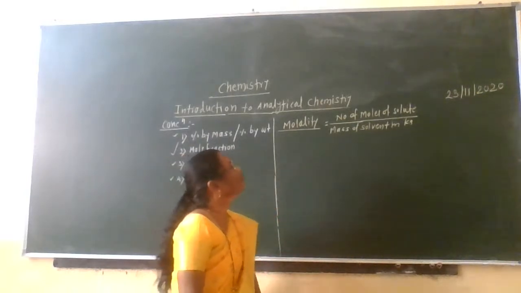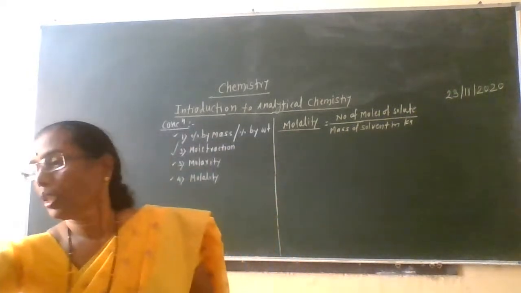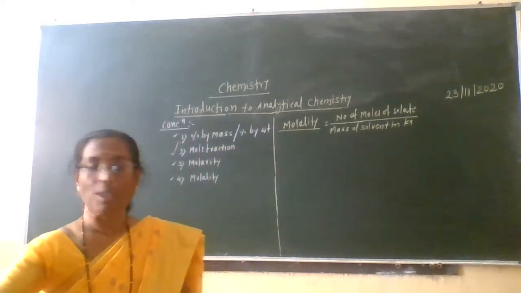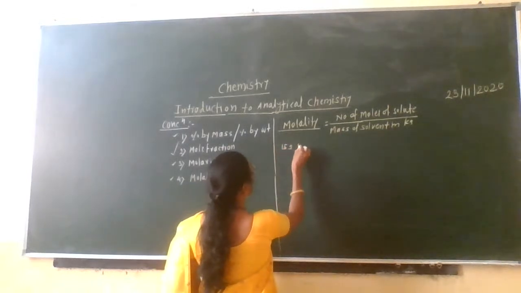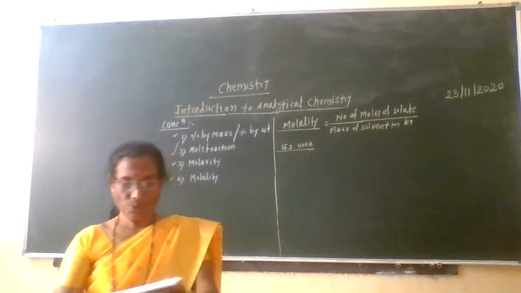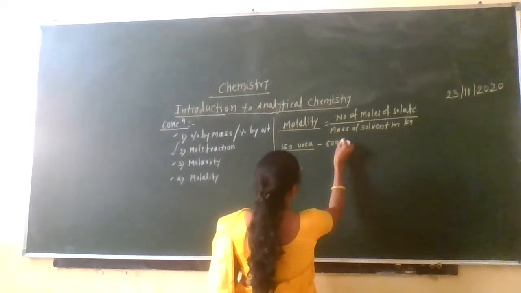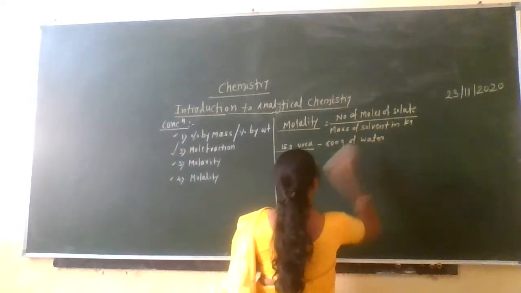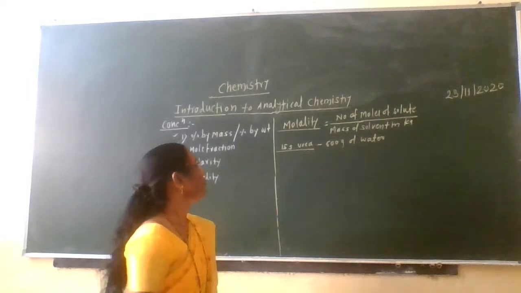Now according to this we can solve one problem. Here suppose we are given 15 gram of urea, and it is dissolved into 600 gram of water, and we have to calculate the molality of this solution.